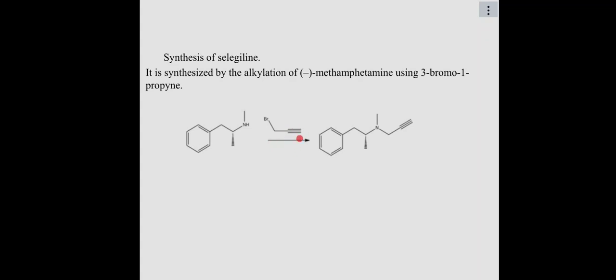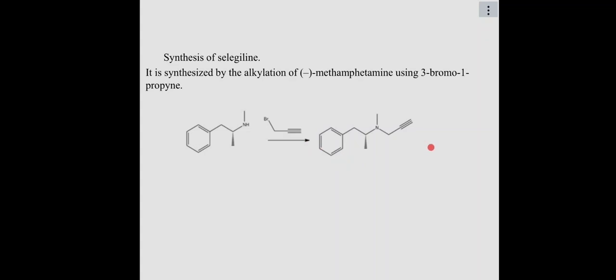So that's position 1, position 2, position 3. So 3-bromo-1-propyne, of course, 1 to show that the triple bond is at position number 3, because it could also be here. So the numbering is important when you give, of course, the IUPAC name, because it tells you exactly the exact position of the triple bond, and that alkylation will give you the selegiline.